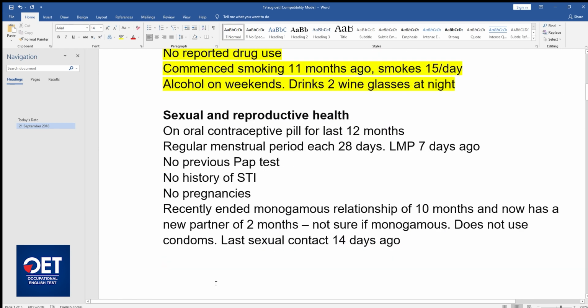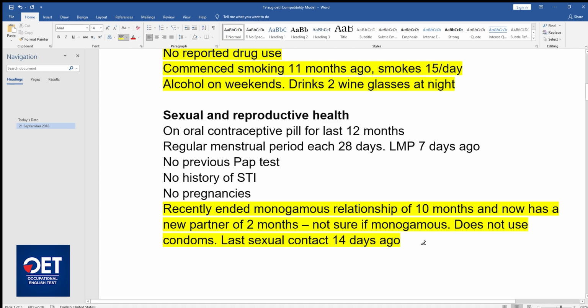Okay, let's move on to body paragraph 2. Here we have to mention the patient's condition that might have been caused due to her sexual relationships. Here we'll not change much of the case notes, but we'll mention that Ms. Roberts recently ended a monogamous relationship of 10 months and now she has a new partner of 2 months. So we'll include these things in our body paragraph 2.